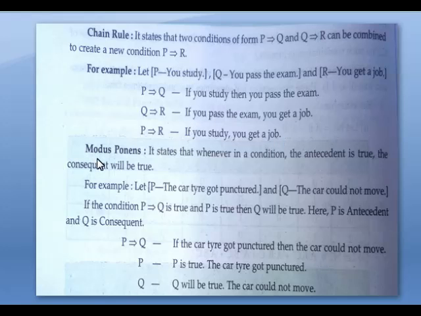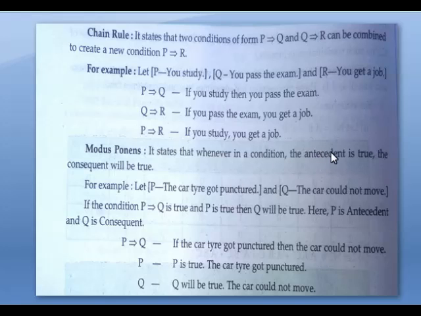So it states that whenever in a condition the antecedent is true, the consequent will be true. So what is antecedent? The first statement is called as an antecedent and the next one is called as consequent. Okay. So it states that whenever in a condition the antecedent is true, the consequent will be true.